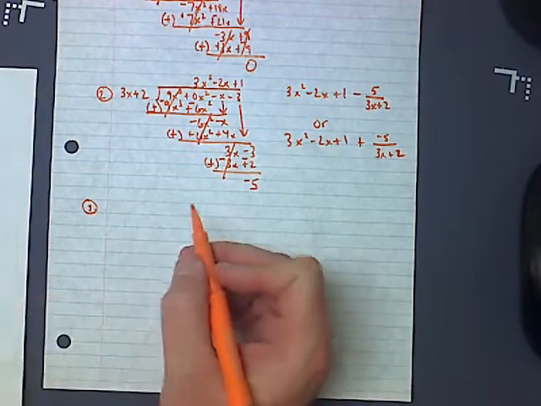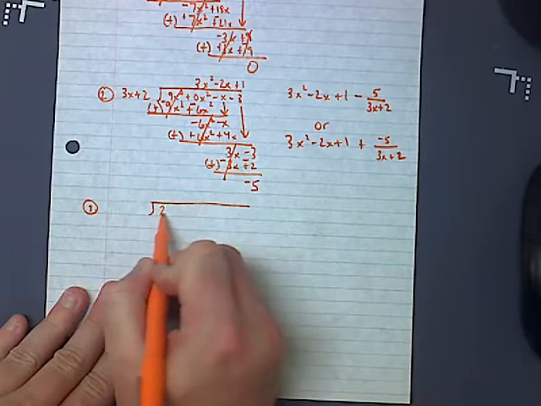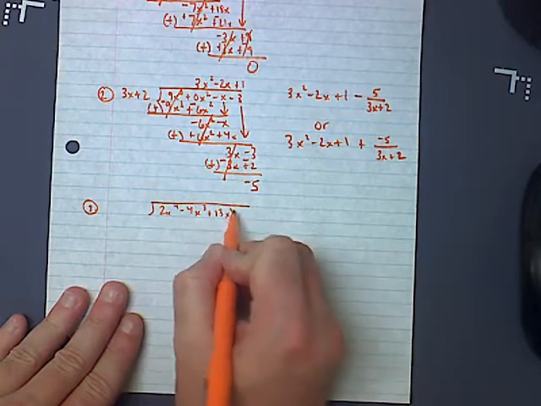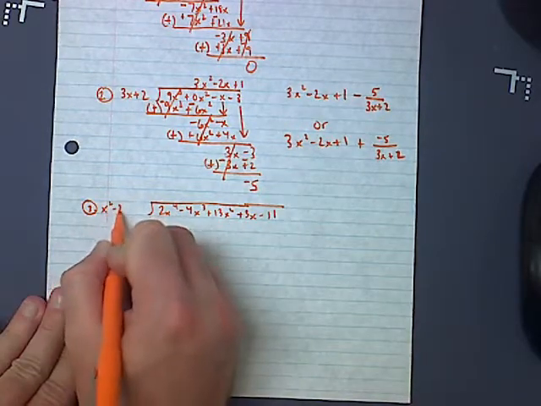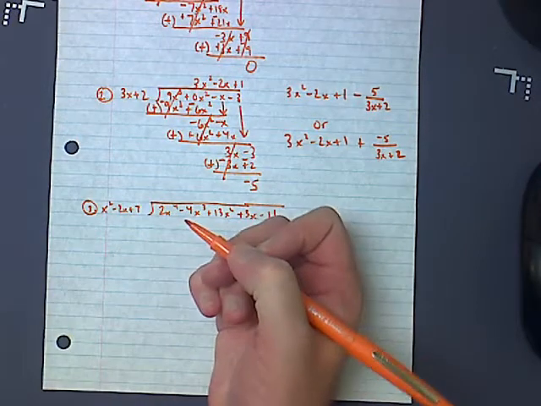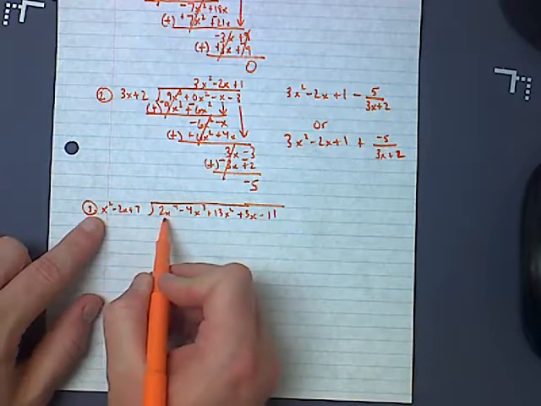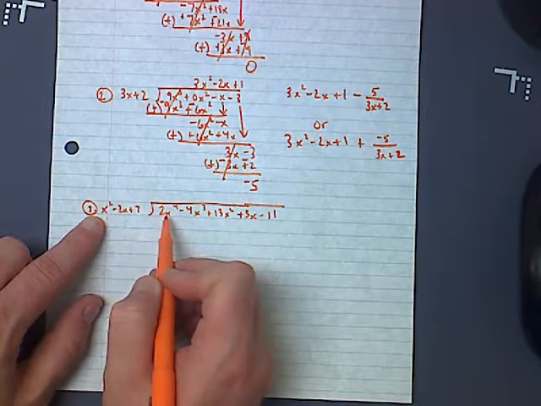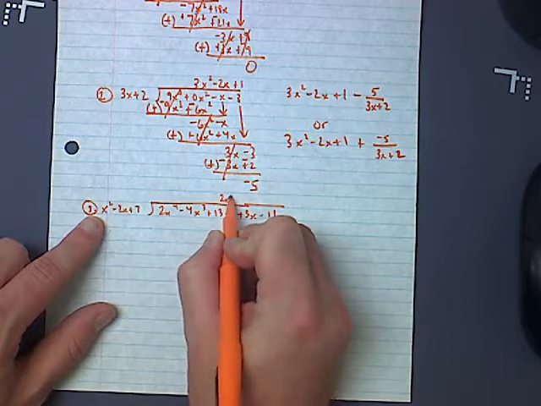Number 3. Checking my problem, all my powers are represented. 2x to the 4 minus 4x cubed plus 13x squared plus 3x minus 11 divided by x squared minus 2x plus 7. My divisor has three terms in it. You want this first one to look like 2x to the 4. What times this would give you 2? 2. What times x squared will give you x to the 4? 2x squared. So I go above my like term with x squared and put 2x squared.